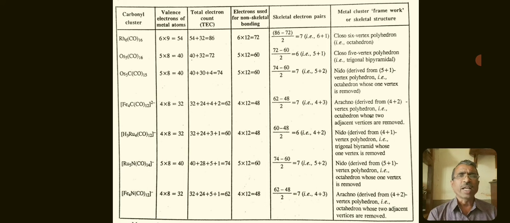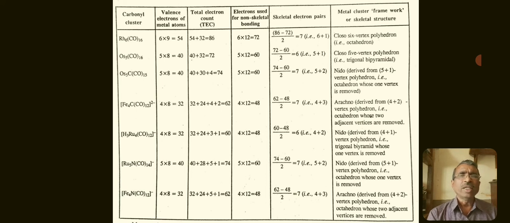Similarly, if I take another example, Fe4C(CO)12, and it is having 2 minus charge. So, let us calculate fast. Each iron atom is having 8 electrons, 4 iron atoms 32 electrons. The 12 carbonyl groups each give 2 electrons. So 32 plus 24, carbon is there, 4 electrons, and this whole cluster is having the 2 minus charge. That 2 electrons to be added, it becomes 62.